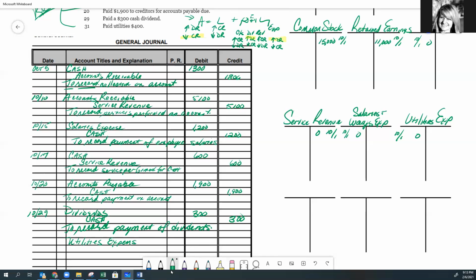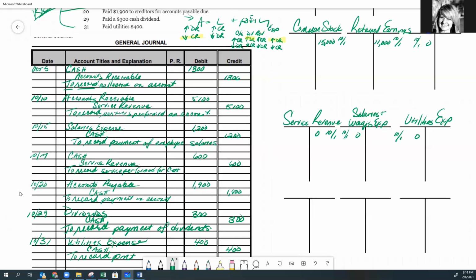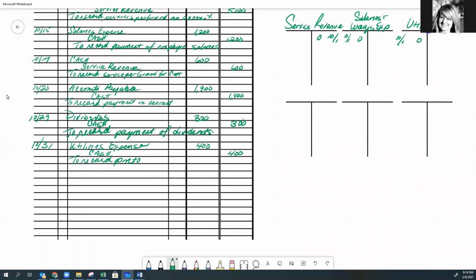And of course, we never forget to put our date on our journal entry. So we are going to debit utilities expense 400, and we paid that bill. So we're going to credit our cash. Cash is an asset. Crediting it makes it go down. To record payment of, let me move this up here, October utilities. Okay, so we've completed all of our journal entries.